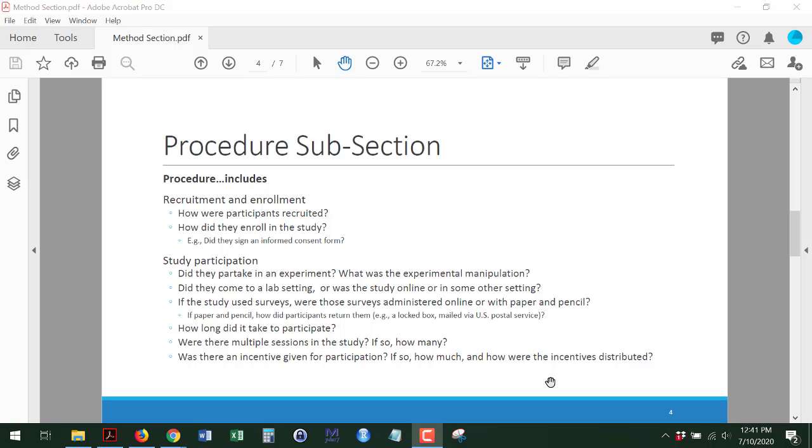Did they hand them to the researcher? Did they mail them, for instance, via the U.S. Postal Service? How long did it take participants to participate in your study? Were there multiple sessions involved in your study? If so, how many? Was there an incentive given for participation? If so, how much was that incentive, and how were those incentives distributed?